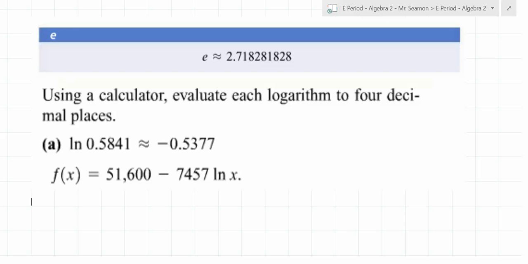It shows up all over the place in growth rates. It shows up all over the place in nature. Pi is the circumference of a circle divided by the diameter, right? E comes up all over the place. So it's 2.7182, and it goes on. It's irrational. There are ways to calculate it to arbitrary decimals.